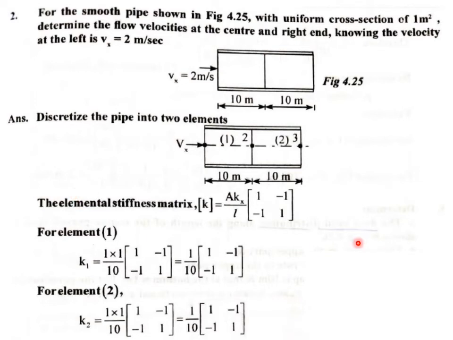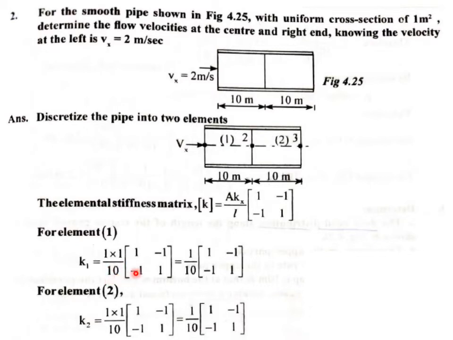The general elemental stiffness matrix equation, as discussed previously, is K equal to A Kx by L times [1 -1; -1 1]. The elemental stiffness matrix for element 1, K1, is equal to 1 into 1 divided by 10. One more thing here is that the uniform cross section of 1 meter squared is given, so the area is the same. The value of Kx is the same and the length is also the same. So the elemental stiffness matrix for both elements, K1 and K2, is the same.